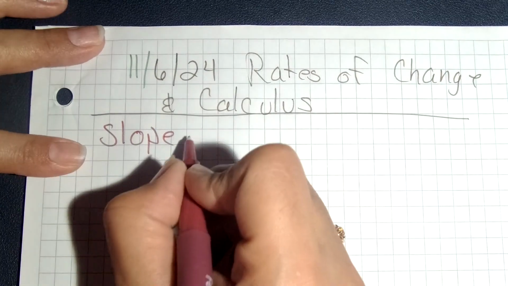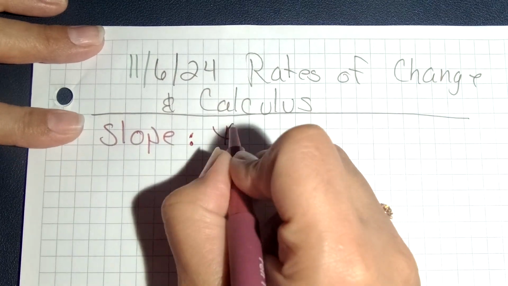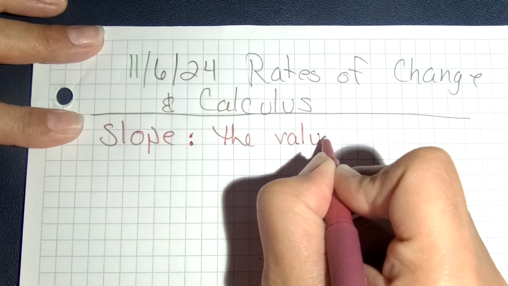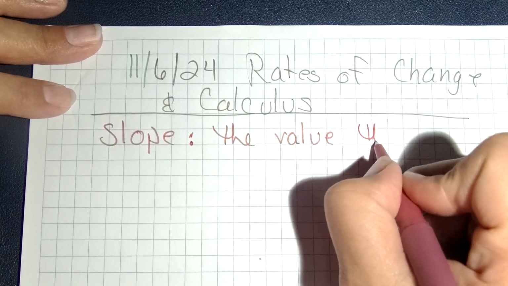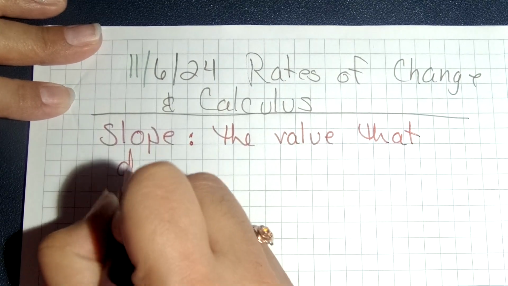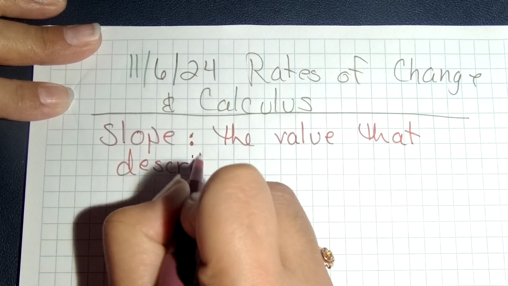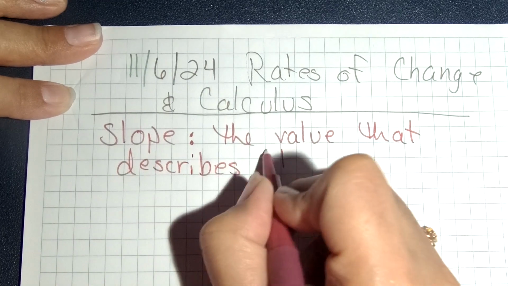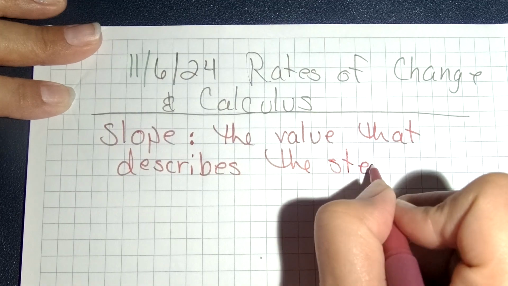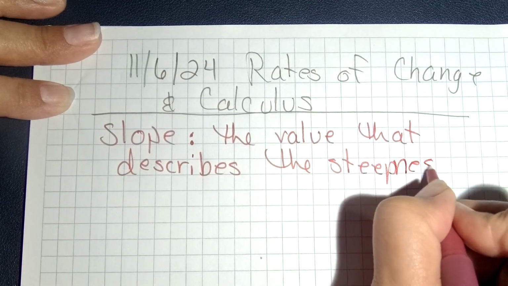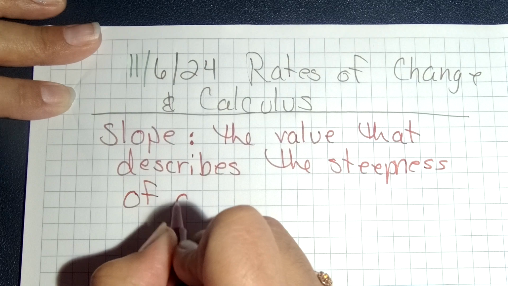Slope, the definition, is this value, and please stop me if I'm going too fast, that describes the steepness of a line.